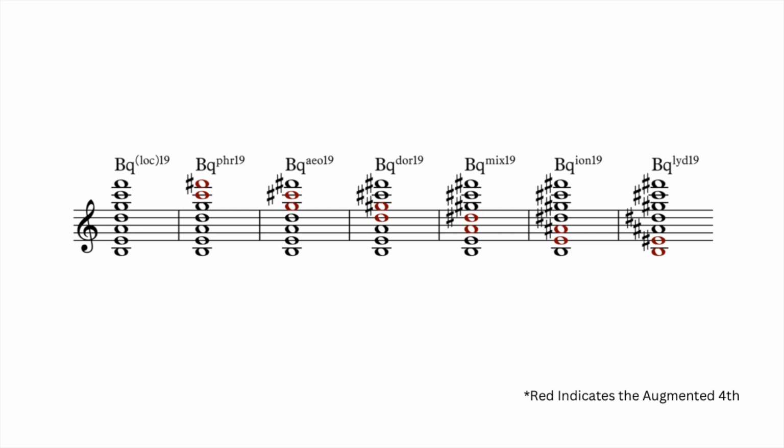Notice how a 7-note quartal chord with only perfect fourths corresponds to the Locrian mode. Since perfect fourths are the default, it is redundant to label such chords as Locrian, so we can just call this a BQ19 chord instead.